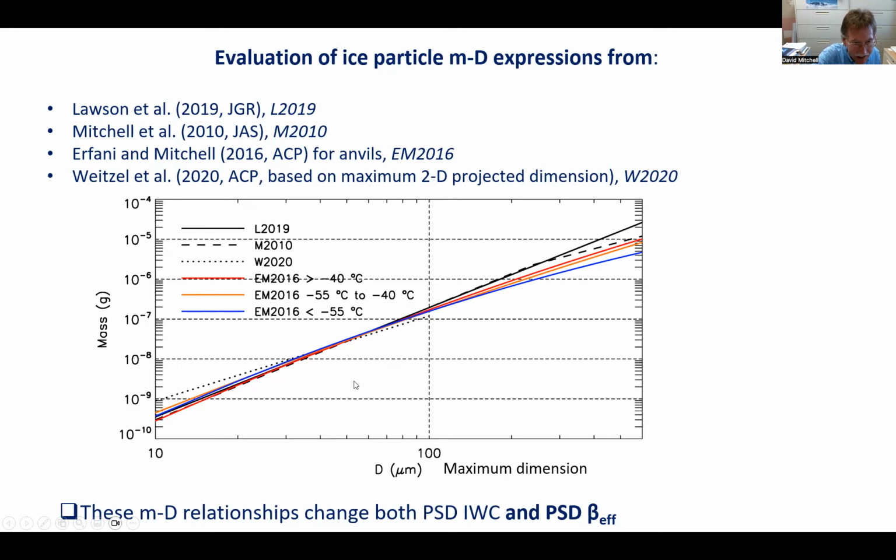Between 10 and 100 microns, it's pretty dicey getting trustable masses there. There's a recent study by Wetzel et al. in 2020 in ACP, which was a laboratory study, and that's shown by this dotted line between 10 and 100 microns. Even though the slope's a little off, maybe, it does agree pretty well with these other relationships, Erfani-Mitchell, Lawson, and Mitchell 2010. So we have more confidence in the small crystals, and we went with that.